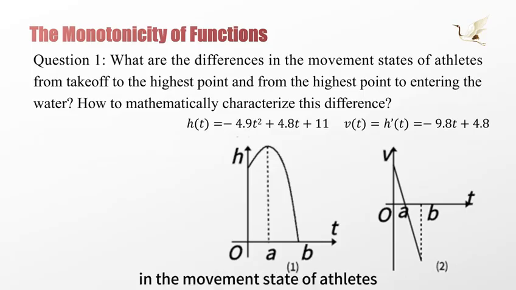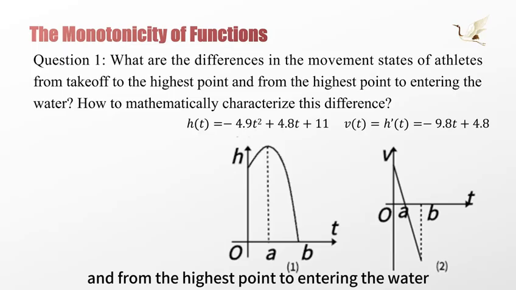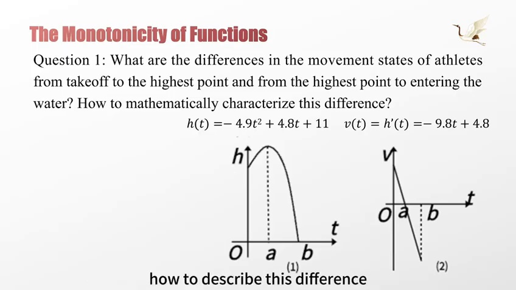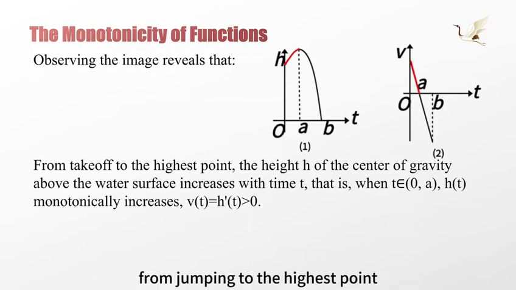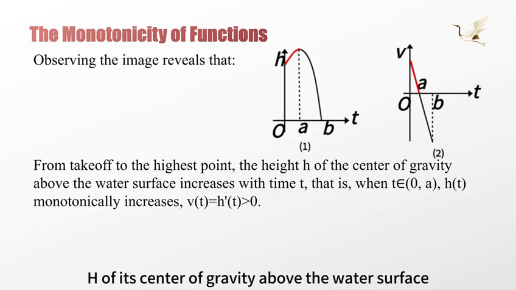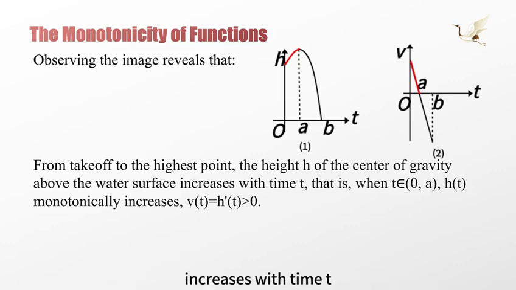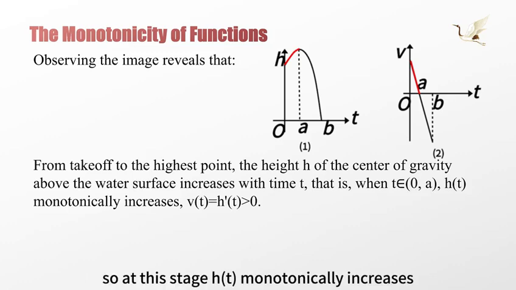What is the difference in the movement state of the athlete from takeoff to the highest point and from the highest point to entering the water? How to describe this difference from a mathematical perspective? Actually, by observing the image, we can know. From jumping to the highest point, the athlete is in the rising stage. Therefore, the height h of the center of gravity above the water surface increases with time t. So at this stage, h(t) monotonically increases.